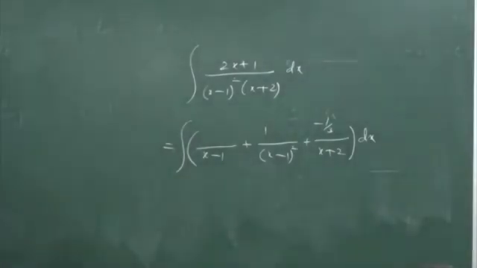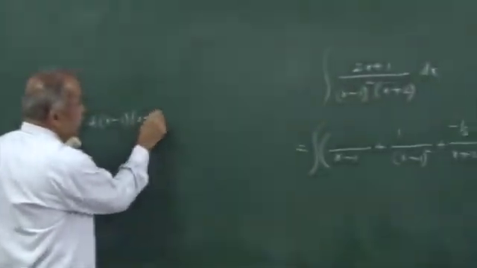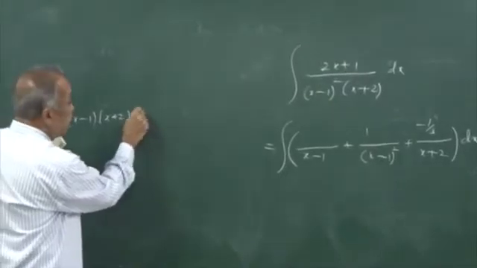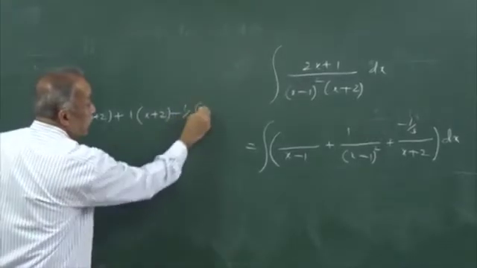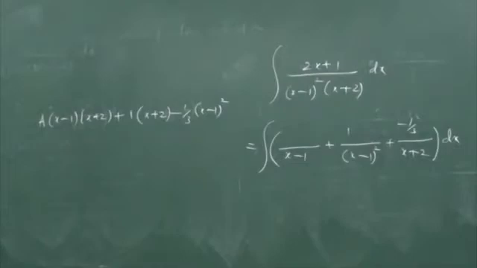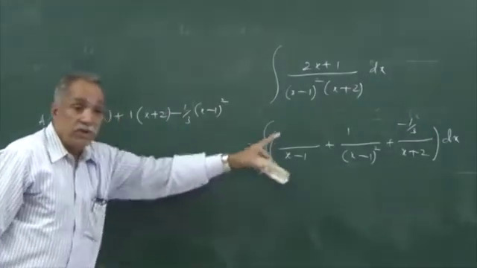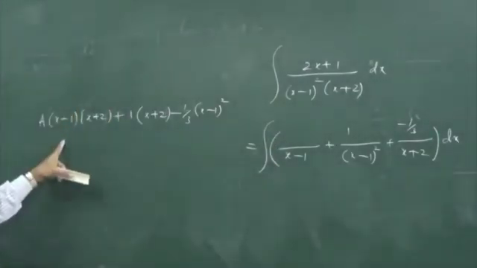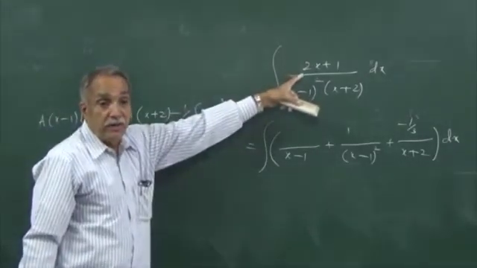When you apply common denominators, you will get in numerator a into x minus 1 into x plus 2 plus 1 into x plus 2 minus 1 by 3 into x minus 1 whole square. Am I right? Agreed, I think. I am assuming this numerator is a and applying common denominator. Numerator will become this. I want this numerator to agree with 2x plus 1.